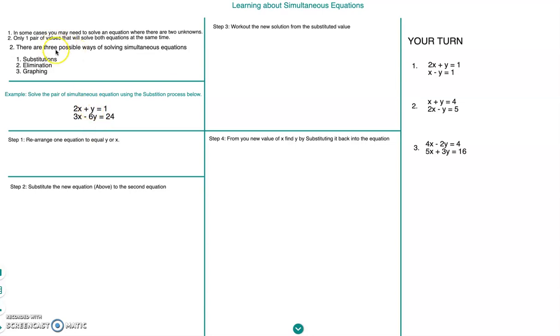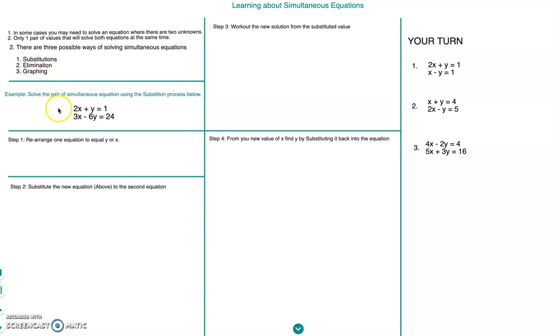So there are three possible ways of solving simultaneous equations. Number one is through substitution. Number two is through elimination, and number three is through graphing. In today's lesson, we'll only be focusing on the substitution part, and in future lessons, we will look into the elimination and the graphing methods.